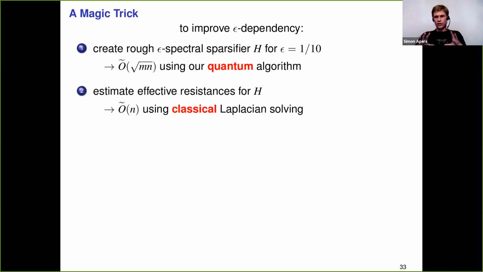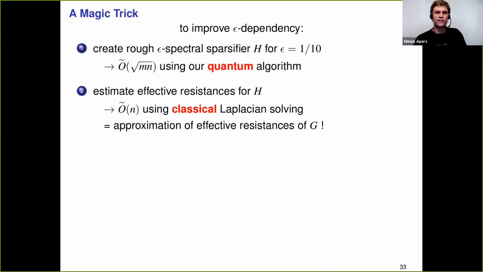Now we have the sparse graph H. And what we can do is estimate the effective resistances of edges and of node pairs inside H. Since H is so sparse, we can do that using the Spielman-Teng classical solver. So we have access to these effective resistances. And since H is a spectral sparsifier of G, these effective resistances will approximate the effective resistances of G. So we get estimates of the effective resistances in G using this rough spectral sparsifier.